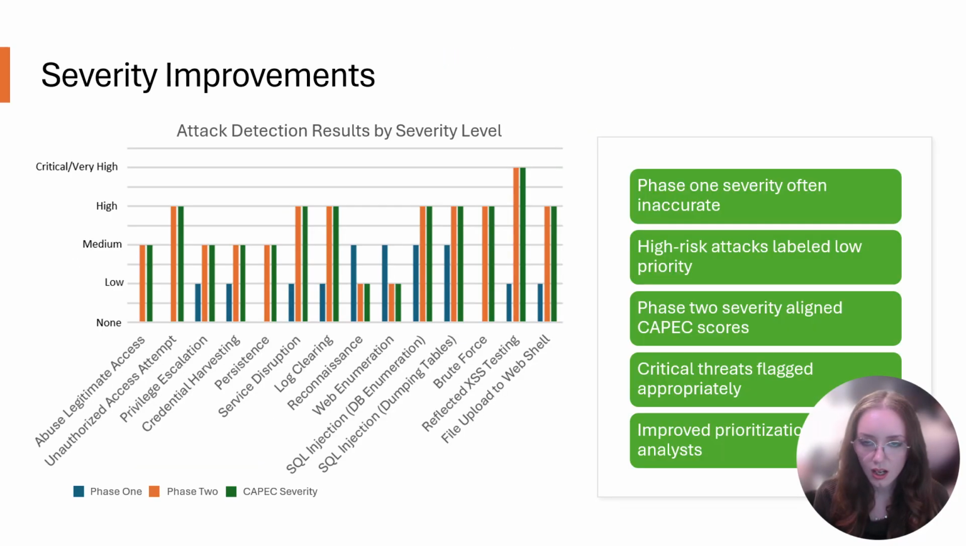Detection alone is not sufficient. Analysts also need alerts to be prioritized correctly. During phase 1, many attacks were assigned low or medium severity regardless of their actual risk. After tuning, severity levels aligned with MITRE CAPEC risk classifications. For example, reflected cross-site scripting testing was elevated to critical severity, and brute force attacks were classified as high severity. This improvement enables analysts to focus on the most important threats first.